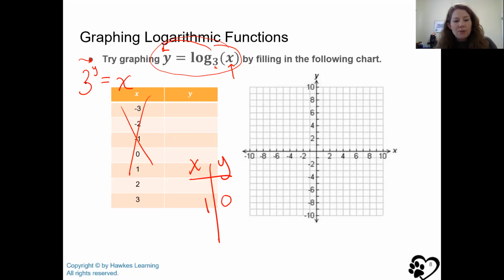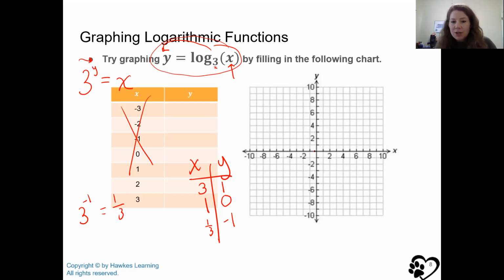All right, what if I raised 3 to the 1st power? What if y was 1? What would x be? What's 3 to the 1st power? 3 to the 1st power is 3. All right, what if I made y a -1? What would be 3 to the -1st power? Well, when we have those negative exponents, we have to drop that down to the denominator, and I would see 1/3.